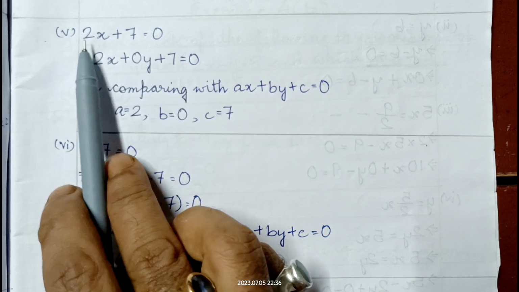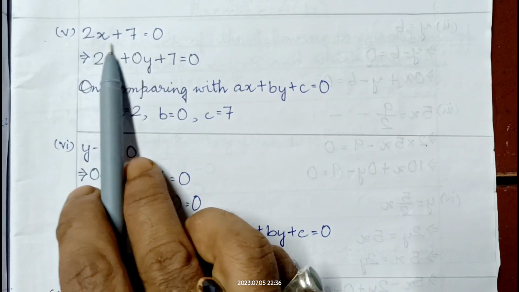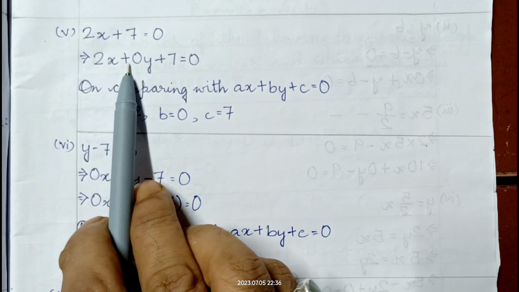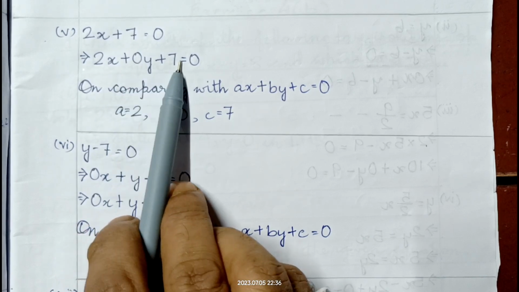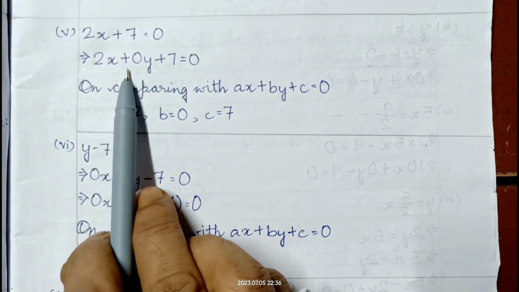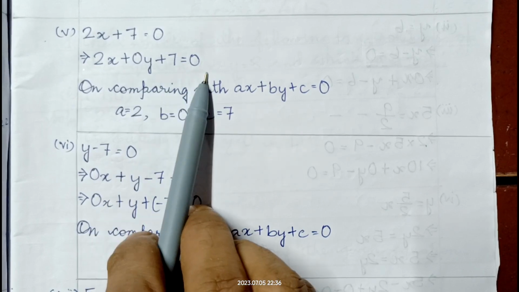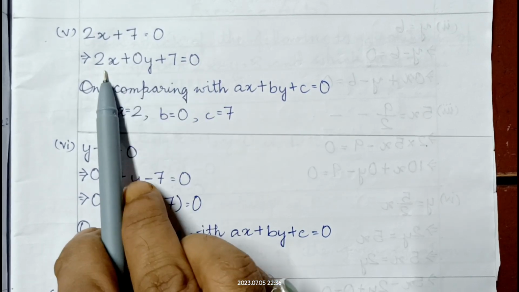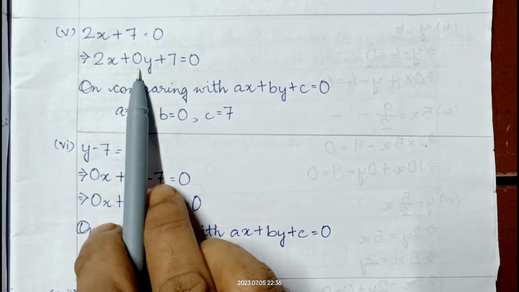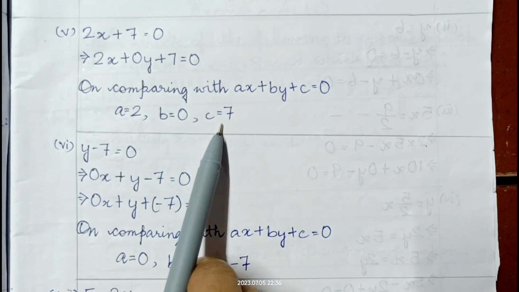In the fifth part it is given 2x plus 7 equals 0. As you can see here, the y part is missing. As we have to compare with ax plus by plus c equals 0, we must get the b term. So we can write 2x plus 0y plus 7 equals 0. If I compare this with ax plus by plus c equals 0, then a will be 2, b equals 0 and c equals 7.